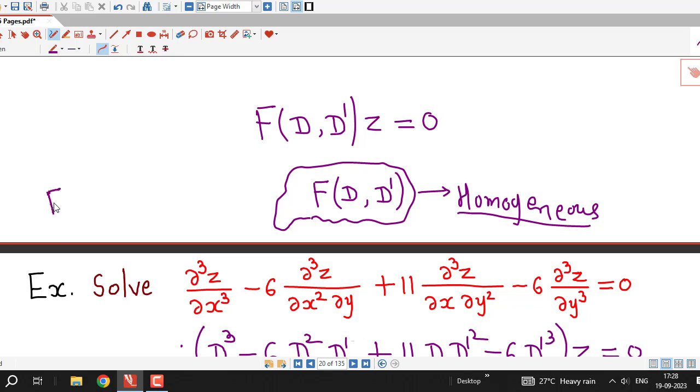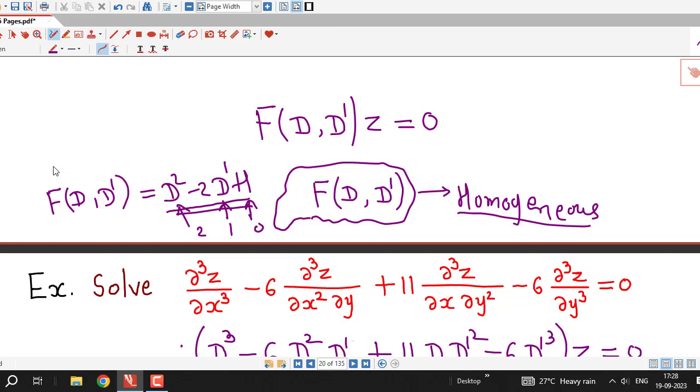Suppose our function F of D, D dash is like this, D square minus 2D dash plus 1. Then this is not homogeneous function in D and D dash. Here we can see this term has second degree, this term has first degree, this term has 0 degree. So this F of D, D dash is not homogeneous, and for that we have different method that we will discuss as we proceed one by one.